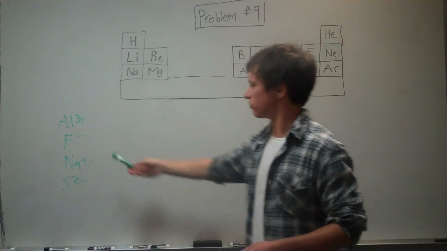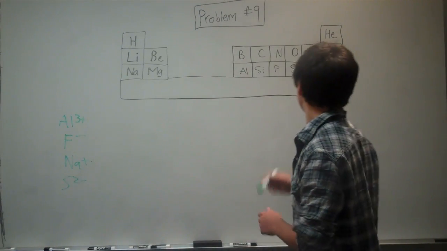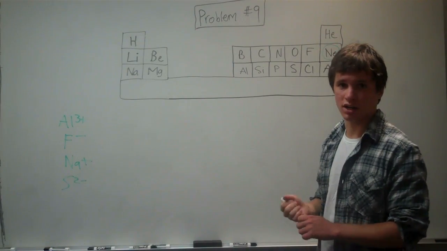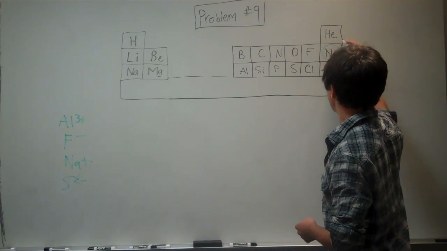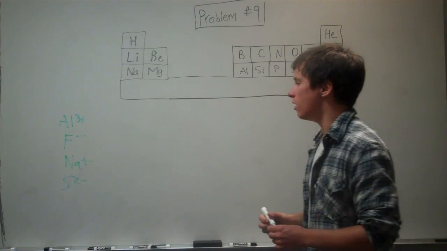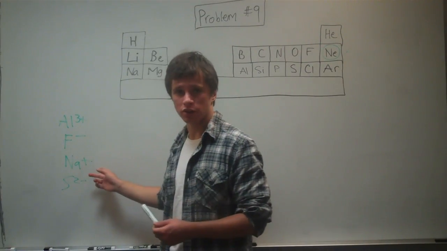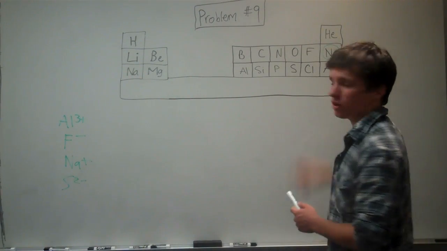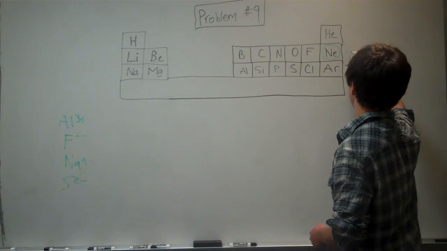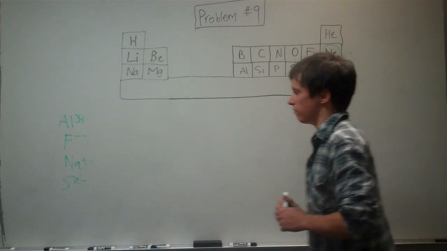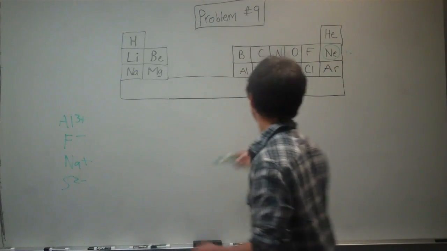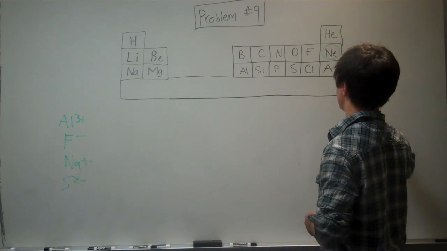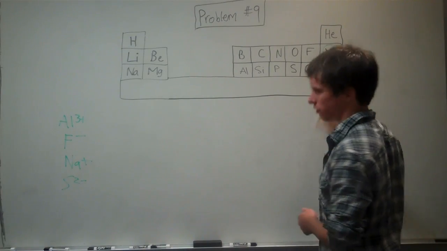So next on the list is fluorine 1-. Start at fluorine, add 1 electron because it's negative. Goes up. This is also isoelectronic with neon. So another one. Now sodium 1+. Start at sodium, take away 1 electron. It's also isoelectronic with neon. There's starting to be a pattern here. And finally, sulfur 2-. Start at sulfur, count up 1, 2. This is isoelectronic with argon.